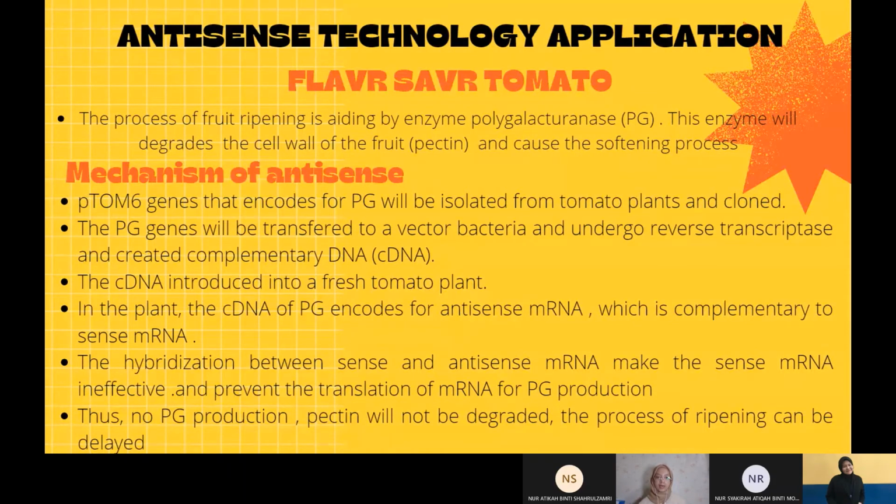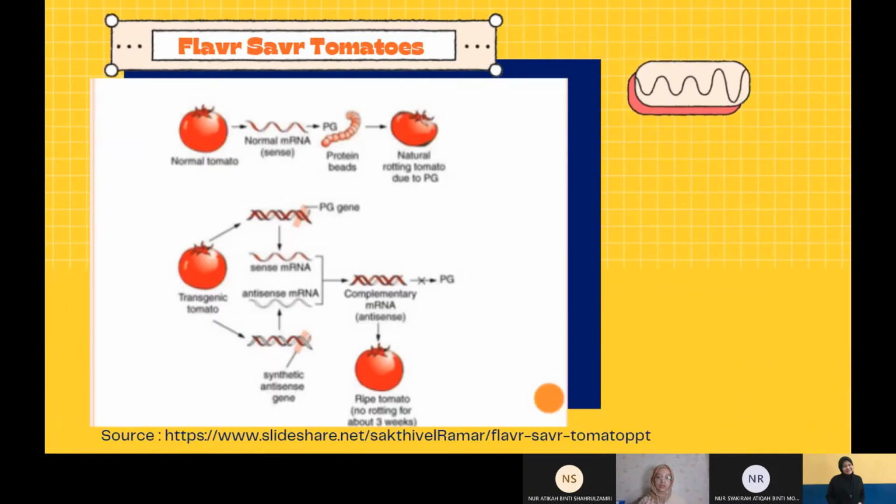complementary to the sense mRNA. The hybridization between sense and antisense mRNA makes the sense mRNA ineffective and prevents the translation of mRNA for PG production. Thus, when there is no PG production, pectin will not be degraded. The process of ripening can be delayed. Next, we will see the Flavr Savr tomato visualization.